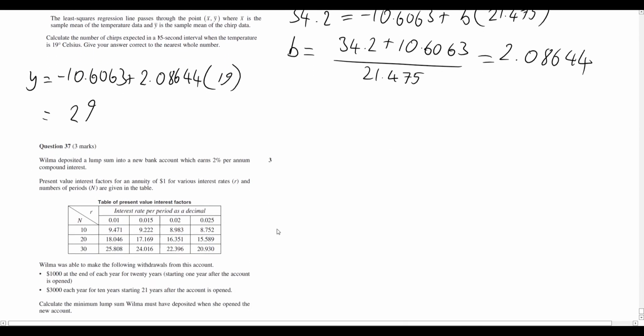Okay, so the final question now, and then we're done with the 2020 HSC paper. So question 37. Wilma deposited a lump sum into a new bank account which earns 2% per annum compound interest. So present value interest factors for an annuity of $1 for various interest rates R and a number of periods N are given in the table. So we have a table of present value interest factors.